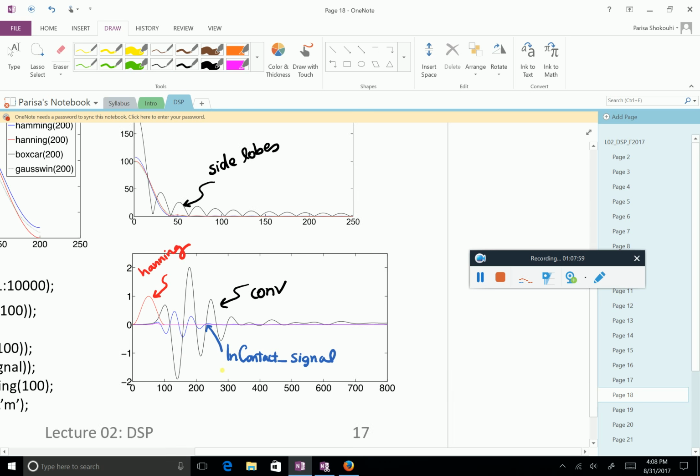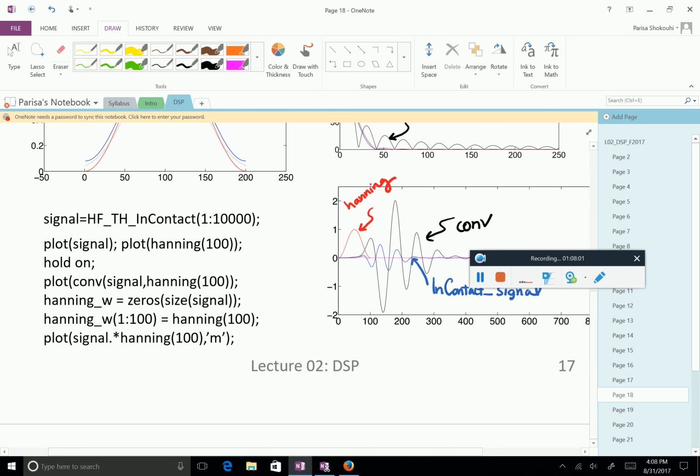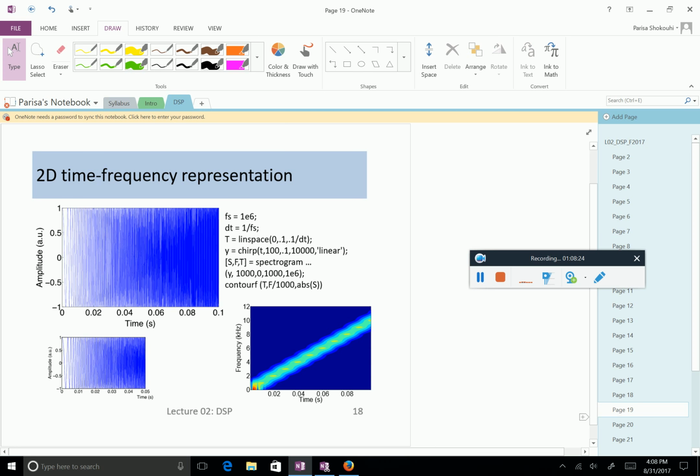So the code that you see to the left is the code to plot these different ways of applying the windows and examining it and playing with it. Please, at home, go and try this out. See if you are getting the same figures or not, if you get trouble or not. So this is about windowing. Now we are getting ready.